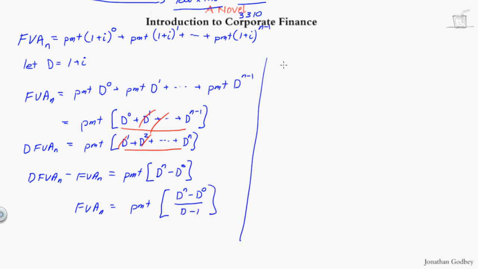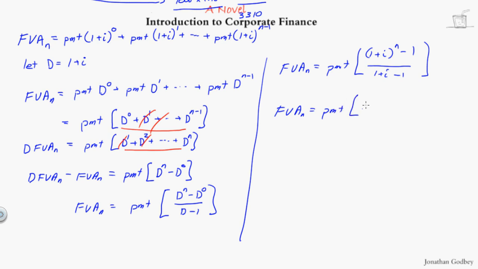So if we move that over here, the future value of the annuity is equal to the payment times (1 plus i)^n minus 1, because d to the 0 is equal to 1, and d is 1 plus i minus 1. So the future value of an annuity is equal to the payment times ((1 plus i)^n minus 1) over i. So if your calculator wants to find future value, it's going to look something like this.